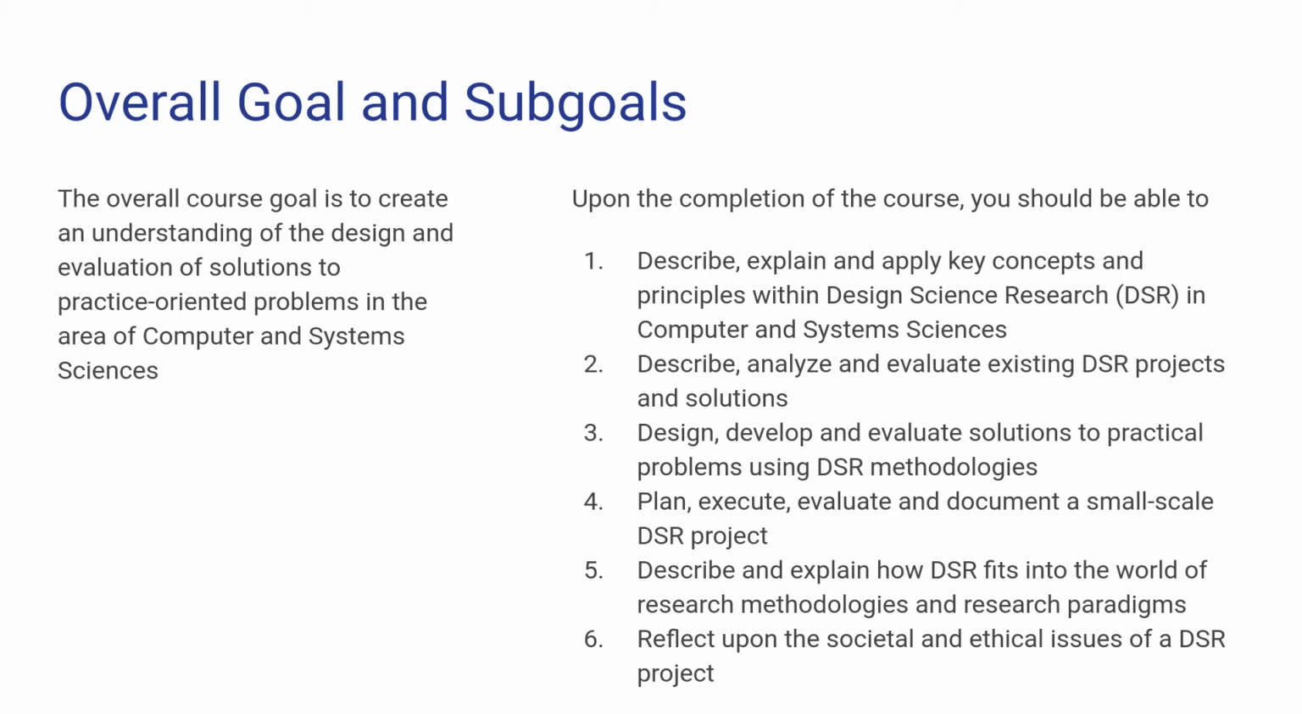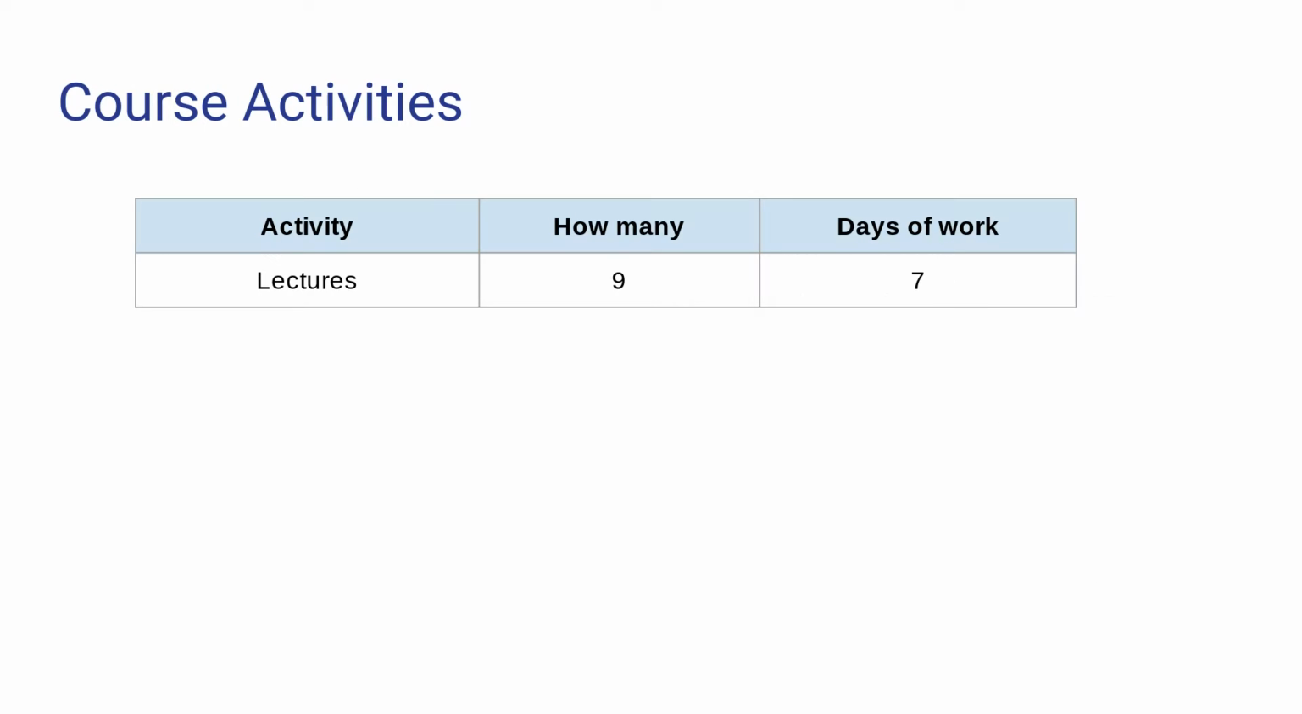And how are we going to work to do all of this? What are the activities? Well, there are 5 basic course activities. There are 9 lectures in total, and all of these are pre-recorded so you can look at them. And we estimate that you will need about 7 days of work to go through all of the lectures. And it's not only about watching the videos, it's also about reading literature around each lecture.